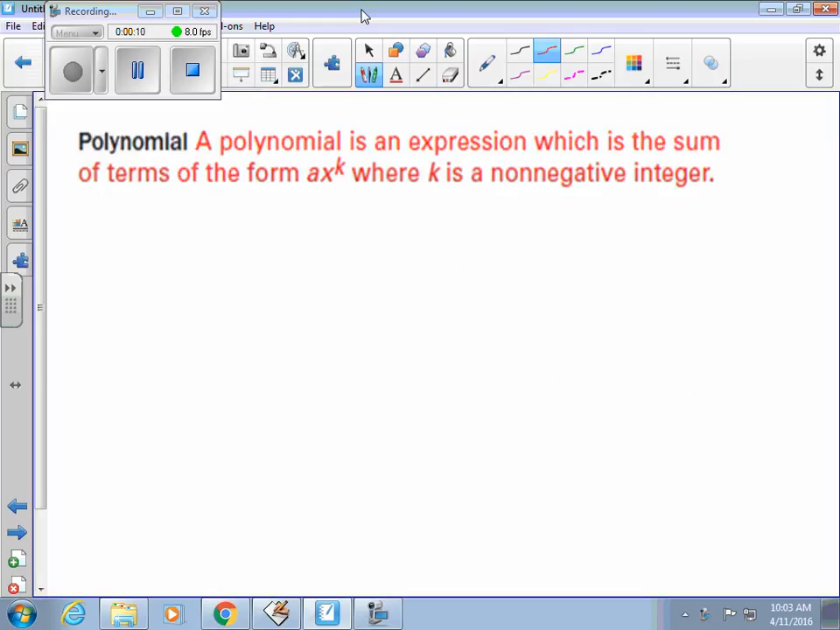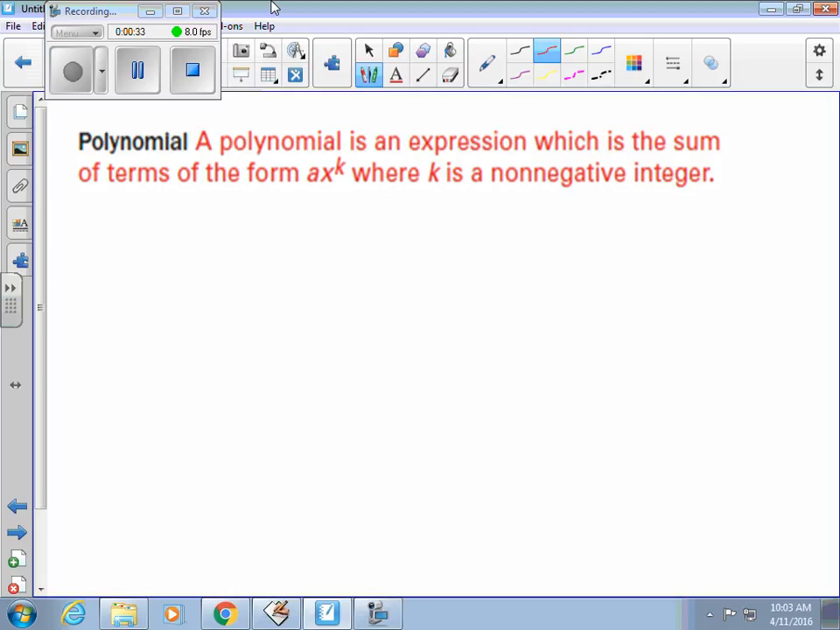First one is, what is a polynomial? First off, you need to understand what that prefix poly is. That means many. Many. It means many. Nomials is terms. So many terms, or more than one, is probably an easier way to say it.